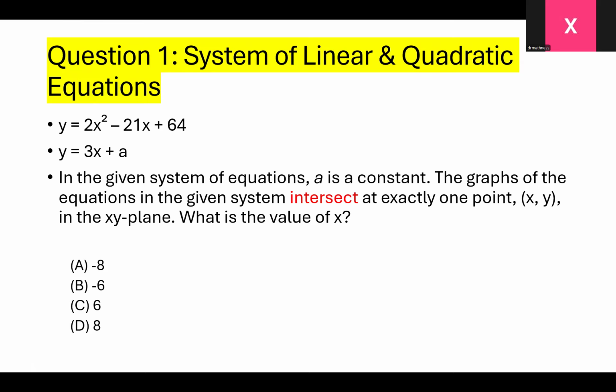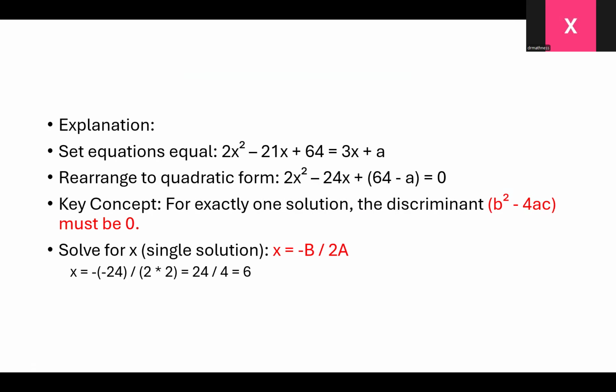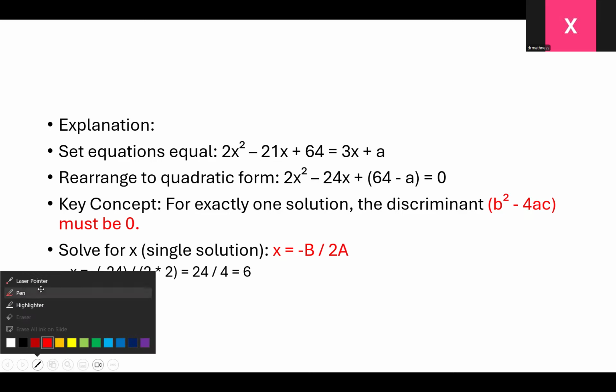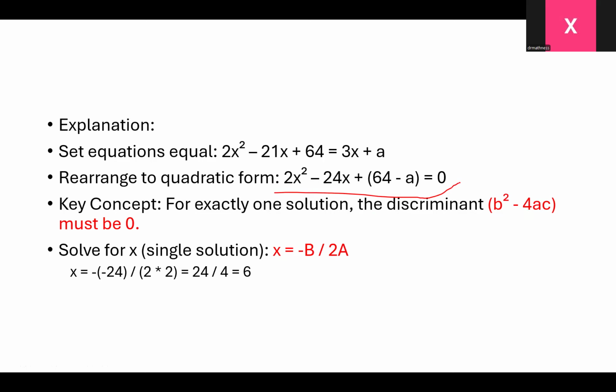This question is difficult and it's a visually difficult question. So let's see how to solve it. As we see, these two equations intersect at exactly one point, so we can set the equations equal, right? So we get such an equation, and then we can rearrange the quadratic term, right? We can simplify and rewrite the equation to this form, right? And then we know they only intersect at one point.